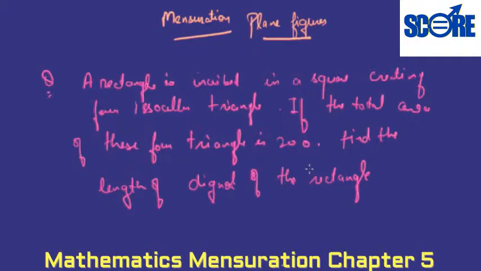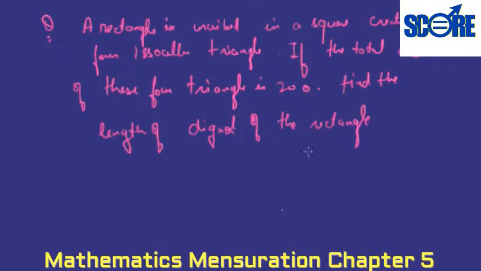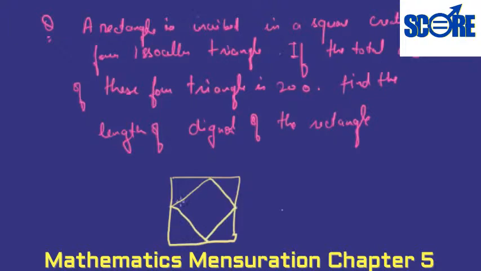Now let's understand the problem first. We have to form a rectangle which is inscribed in a square. Let's try to form this. This is a square. Don't worry about the exact shape of the square here. Now we have to inscribe a rectangle in it. Now this is a rectangle inscribed in a square, creating four isosceles triangles.